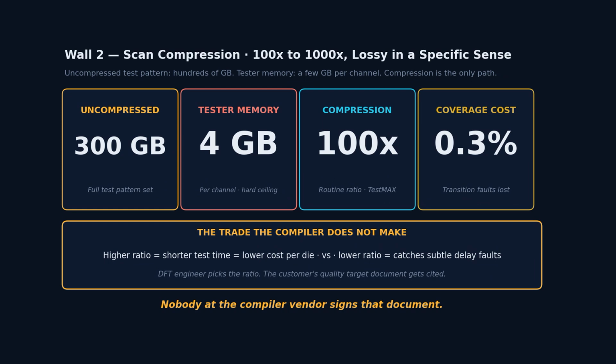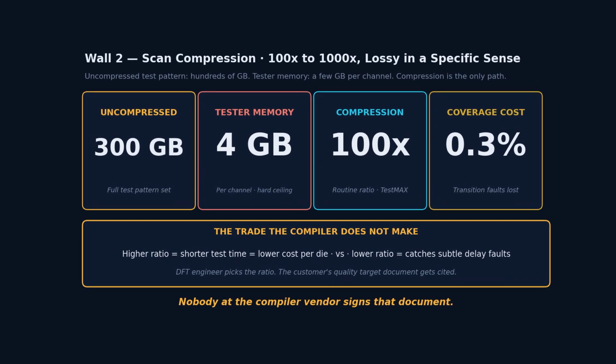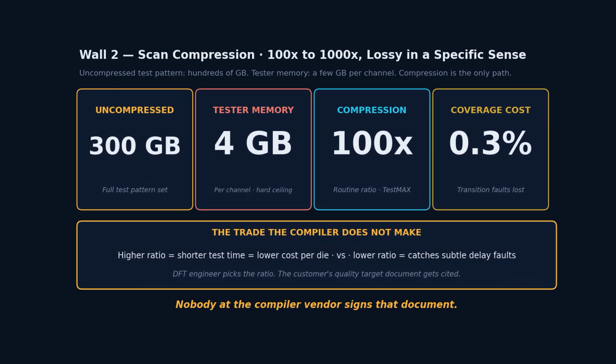Compression ratios of 100 to 1,000 times are routine. Synopsys TestMax compression and Cadence Modus generate the compressed pattern set automatically. The DFT engineer's job is to decide what gets compressed away, because compression is lossy in a specific sense. It collapses test stimuli that share common signatures. Most of the time, the collapsed stimuli were redundant anyway. Sometimes the collapse hides a transition delay fault on a low toggle net that would have been caught by the uncompressed version.